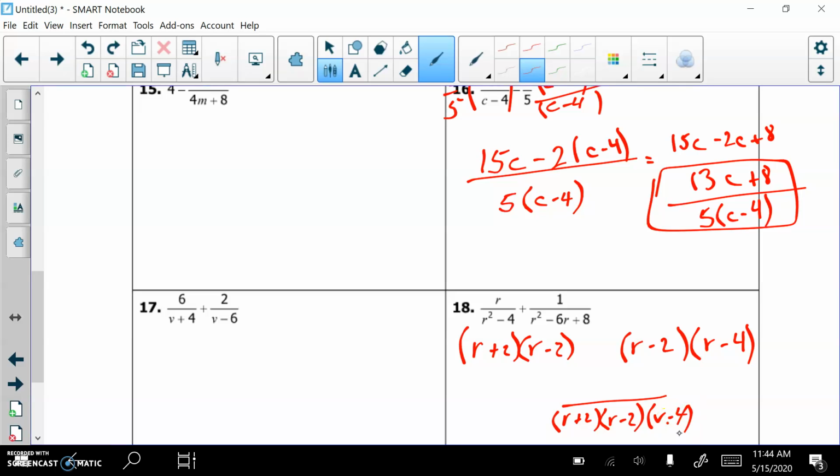The first fraction needs to be multiplied by r minus 4. That gets you r squared minus 4r. The second fraction needs to be multiplied by r plus 2. It's a plus, so it's plus r plus 2. And I'm out of time. I miss you.